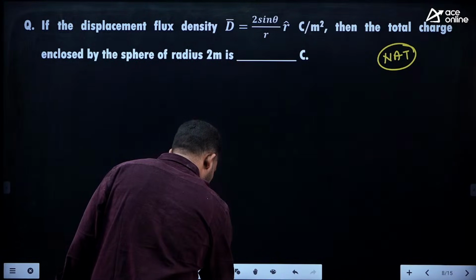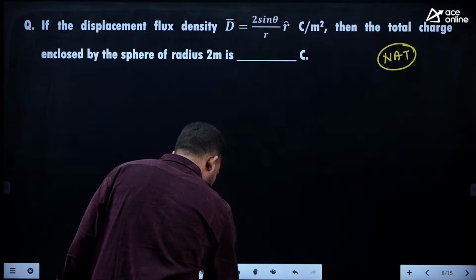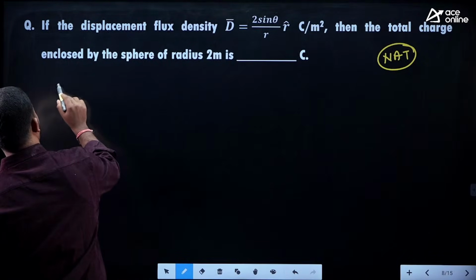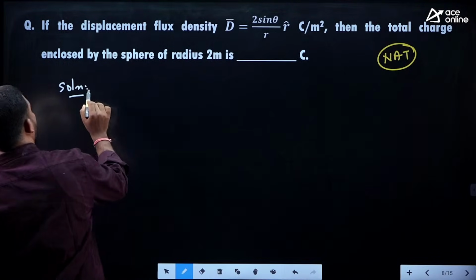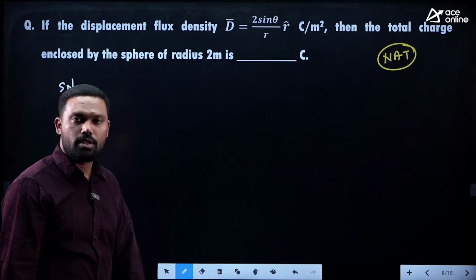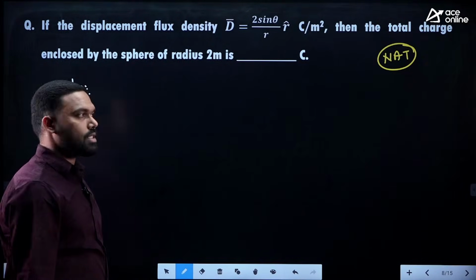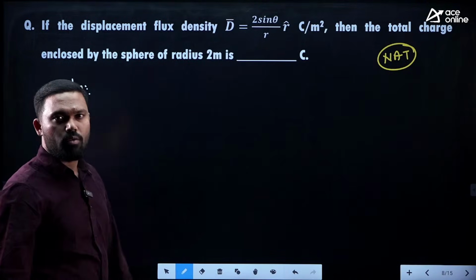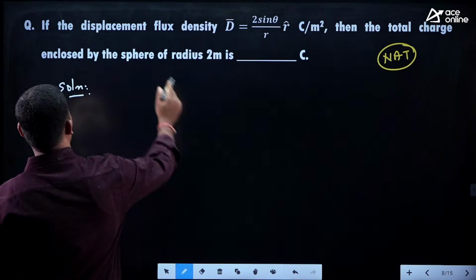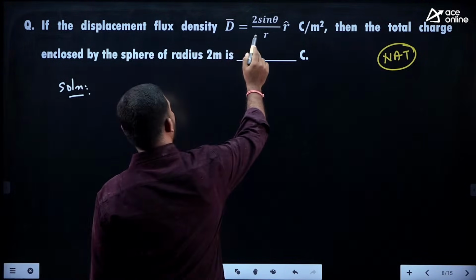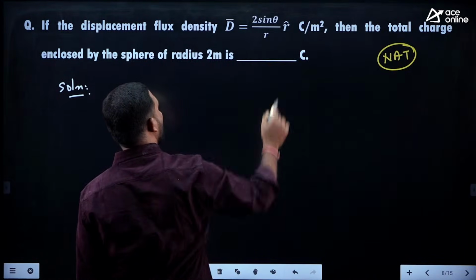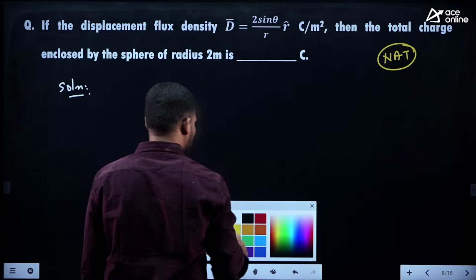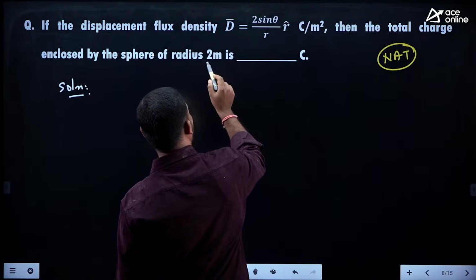So shall we handle this question? Yes, keep answering your questions. So how to handle this question? You have to handle this question in two steps. First, you need to find out the charge density, then the total charge. You can do it purely mathematically, or you can make use of Gauss law. If a displacement flux density D is equal to 2 sin theta by r r-cap coulomb per meter square, then the total charge enclosed by the sphere of radius 2 meters, obviously centered at origin.